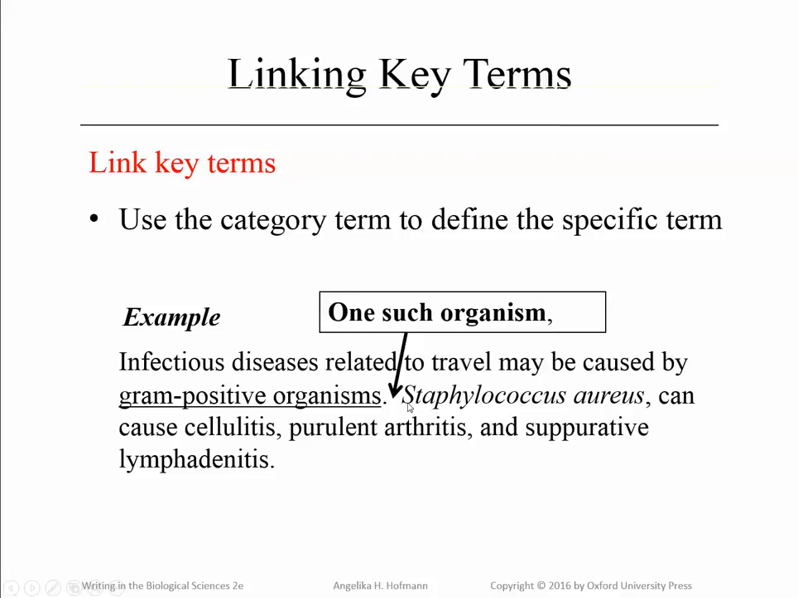One way to do this a little bit better, if I wasn't familiar with some of this, I may not realize that that's what the author's trying to say, that this is a type of gram-positive. So if I wanted to really clarify that, I could say one such organism, Staphylococcus aureus, and now the reader definitely knows that this Staphylococcus is a type of gram-positive bacteria.